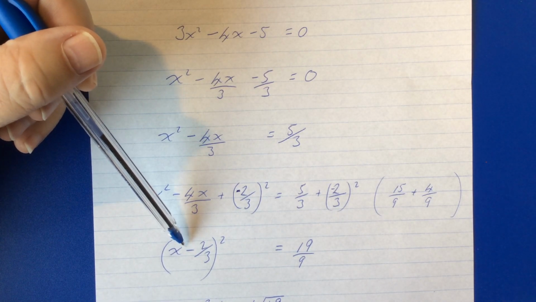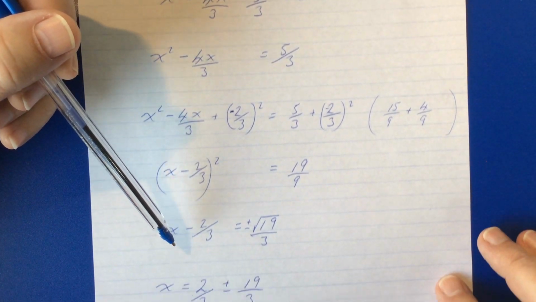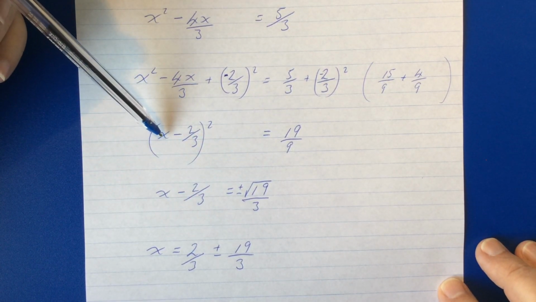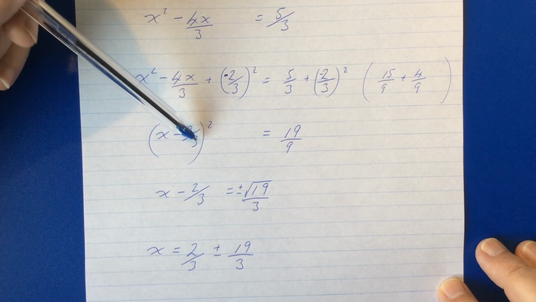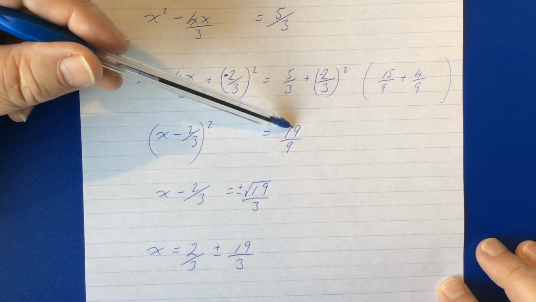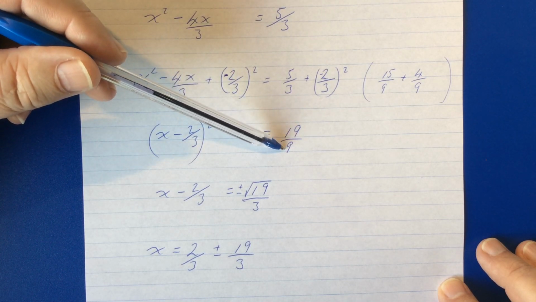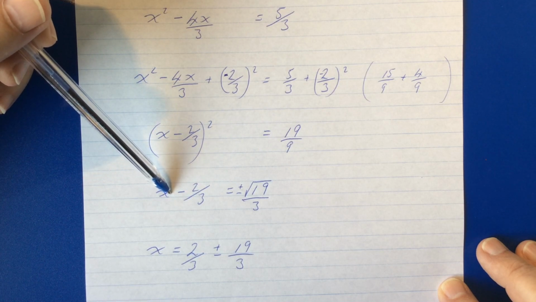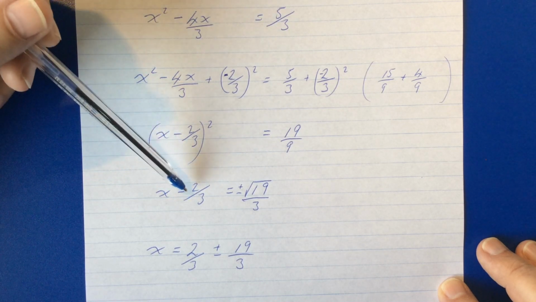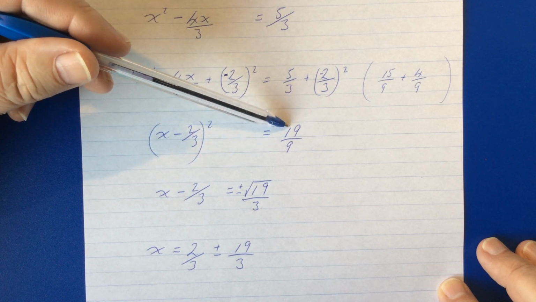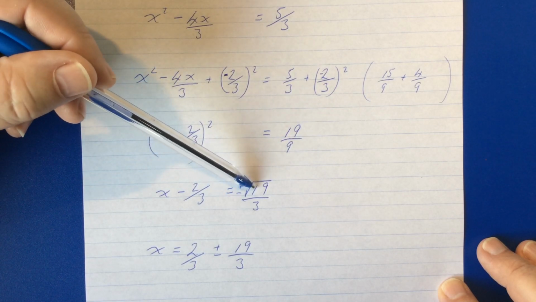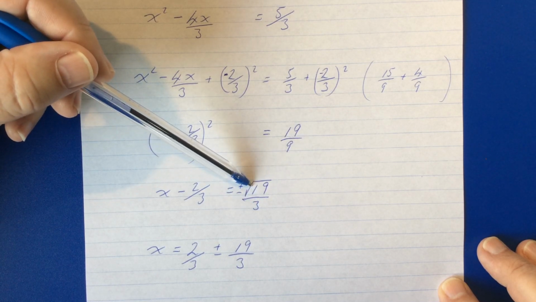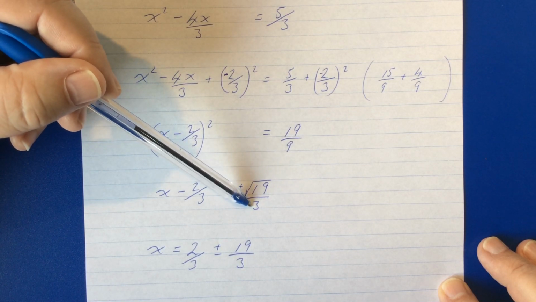We already have this written out neatly for us, and so here we go. x minus 2 over 3 all squared is equal to 19 over 9. Take the square root of both sides. The square root of this is simply this. The square root of this is plus or minus the square root of 19, which we don't know. It's just a surd, and we leave it as such, over 3.